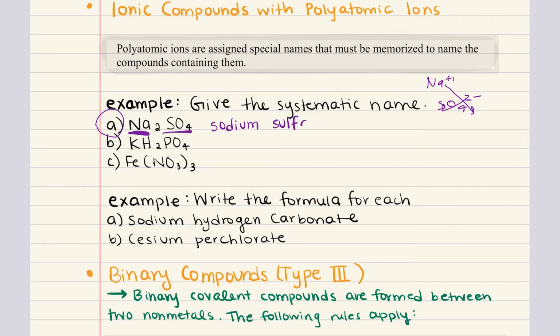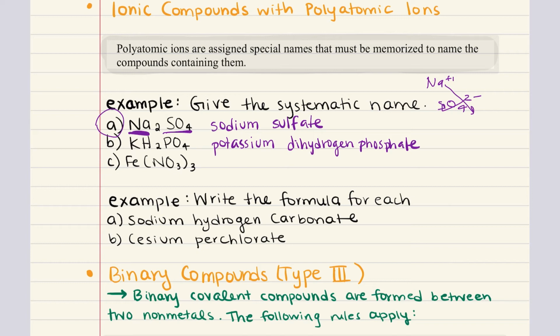Okay, what about this next one? KH2PO4. We have potassium, that's our cation. So we write that down. And then our polyatomic anion, H2PO4, this is called dihydrogen phosphate. So the name of this is potassium dihydrogen phosphate. This was on our table as well.